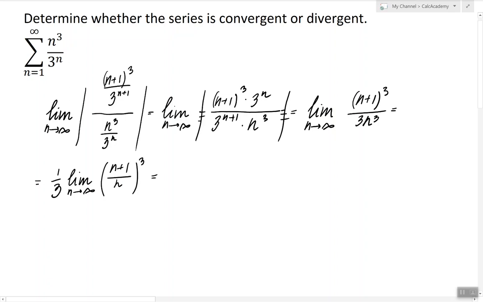Now, what's inside of the parentheses here goes to 1, so the entire limit goes to 1/3. Since 1/3 is less than 1, we conclude that the original series converges by the ratio test.